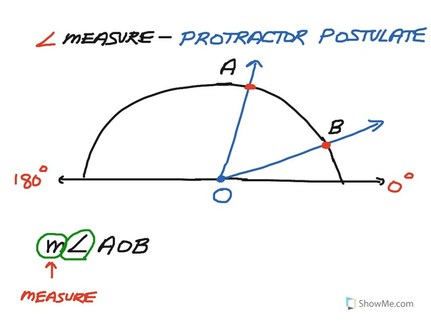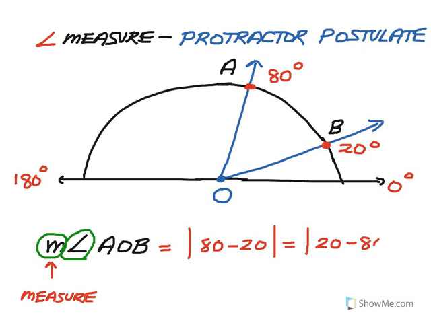Let's say that on our protractor, A corresponds to 80 degrees and B corresponds to 20 degrees. Then the measure of angle AOB, I'm sure you've already figured this out, is the absolute value of the difference between where those sides go through on the protractor. So 80 minus 20, or it doesn't matter since it's absolute value, which direction we subtract these in, or the absolute value of 20 minus 80. So the measure is 60 degrees, and that's the protractor postulate.